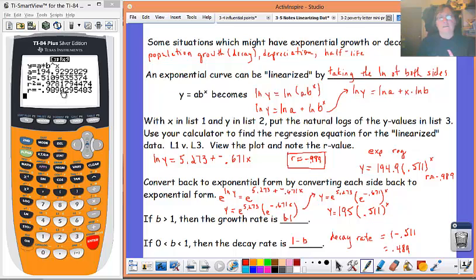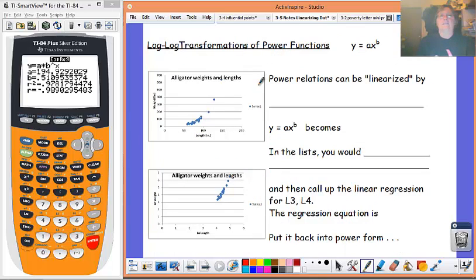Now, that was a long and drawn out explanation. Again, we're not expecting you to be masters at taking the log here, but we just wanted to show you what it looks like. Let's look next at this little example. This is taken right from your textbook, folks. We have some information about the length of an alligator versus its weight in pounds. Length in inches versus weight in pounds.